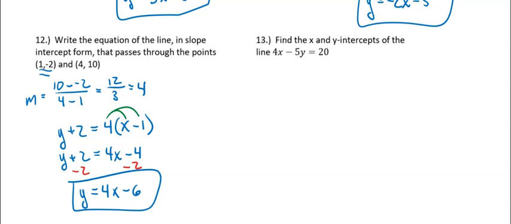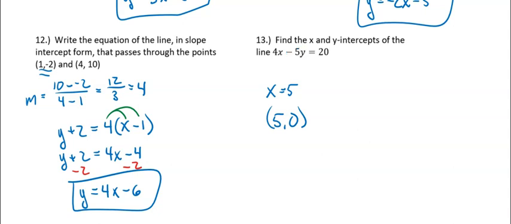But to find the x-intercept, I plug a 0 in for y. If I plug a 0 in for y, I literally have the equation 4x equals 20. We'll solve for x, divide each side by 4, and I end up with x equals 5, which of course is the ordered pair (5, 0). I got that 5 when I plugged a 0 in for y.